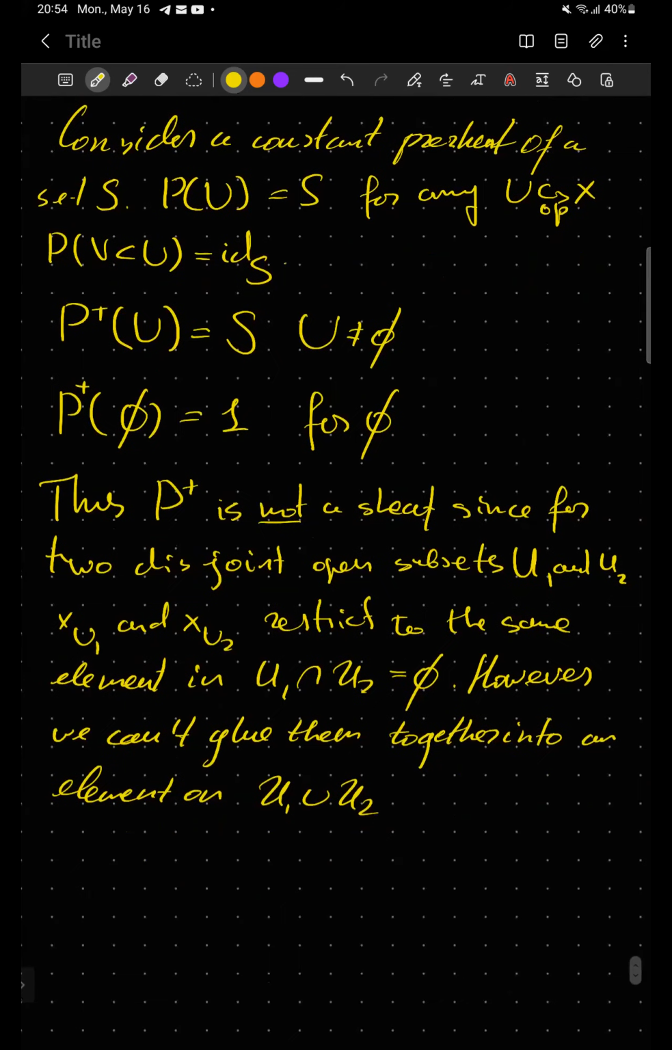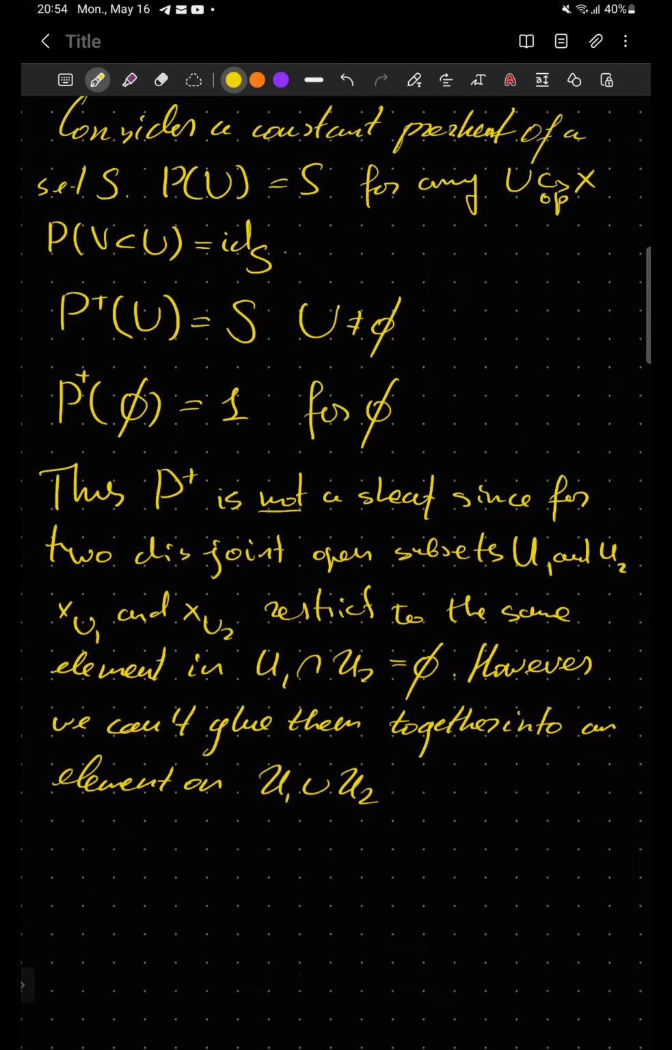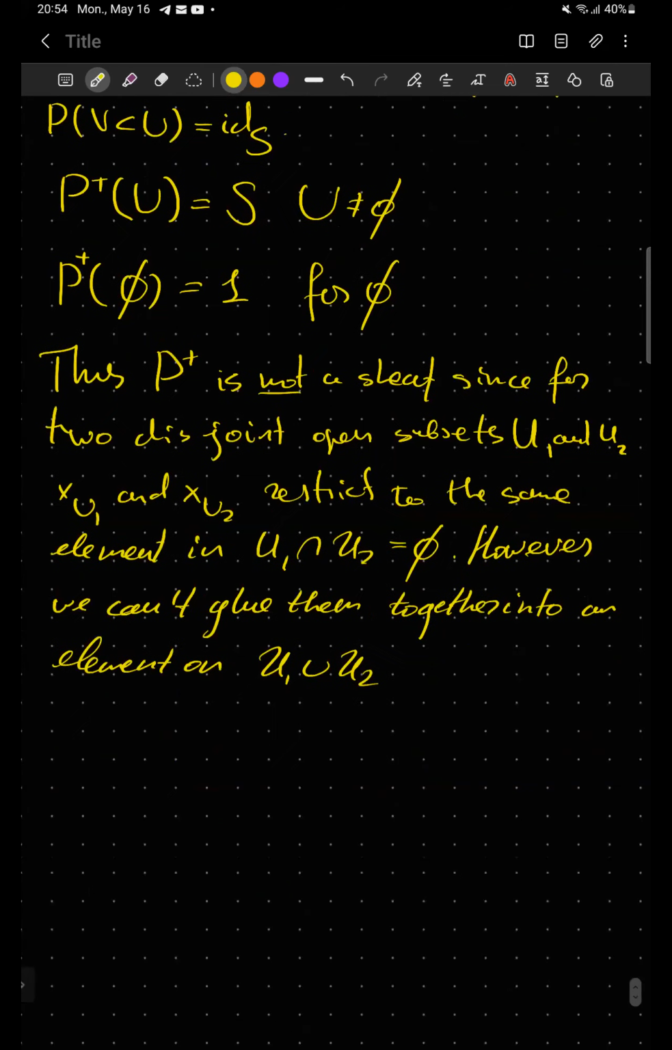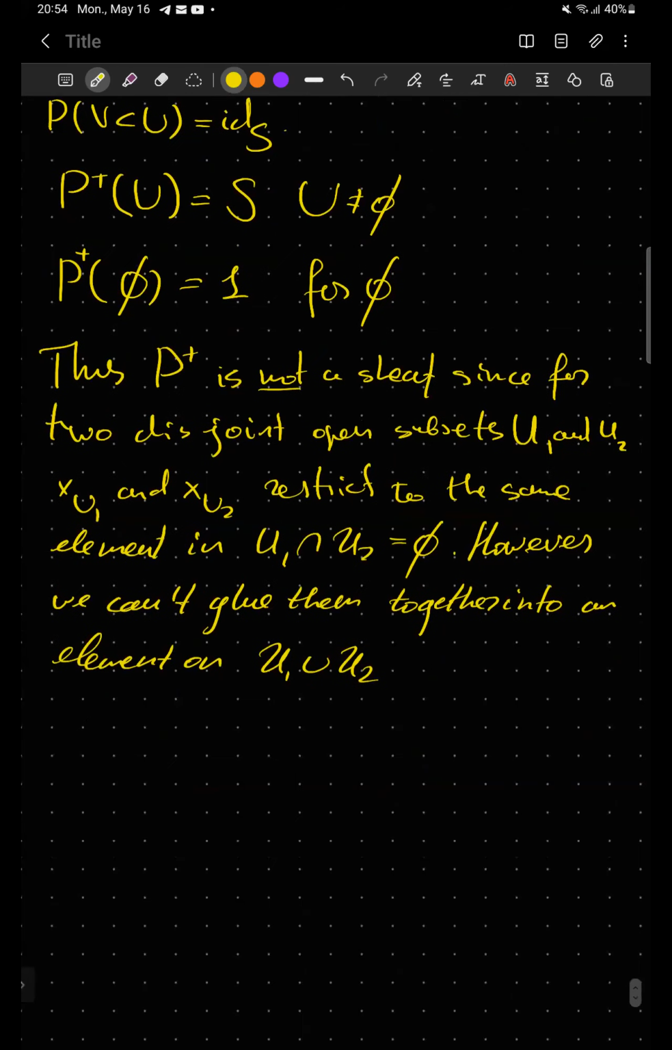So one iteration of the plus construction is insufficient to obtain a sheaf. However, now we will see that if we iterate the plus construction two times, then we obtain a sheaf.